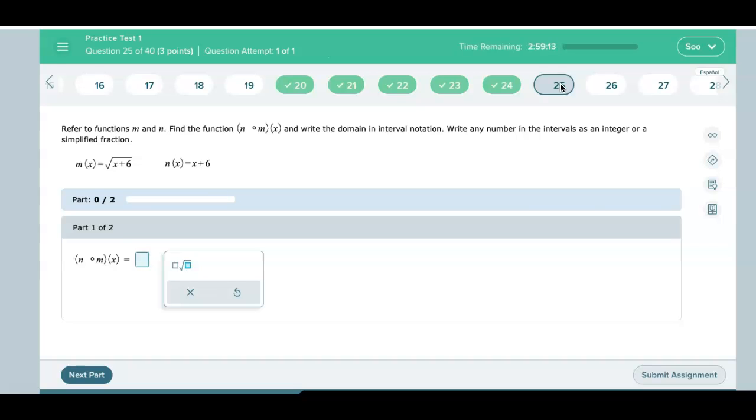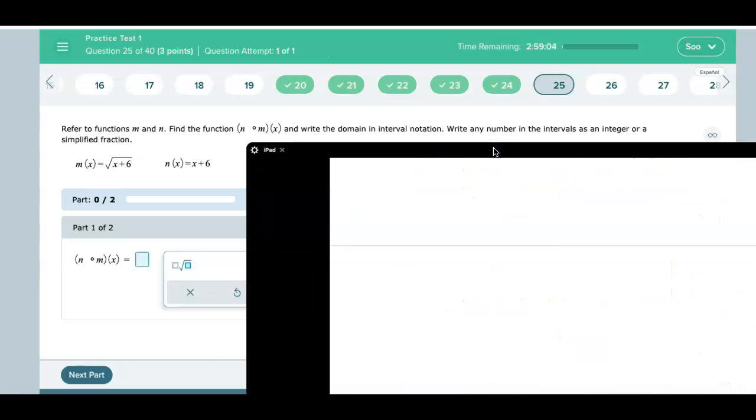But here is 25. Refer to the functions m and n. Find n composed with m of x. Okay, so I will need to write this down. So the first thing that we need to do is n composed with m of x. What that means is they want you to find n of m of x. Okay, so m is going into n.